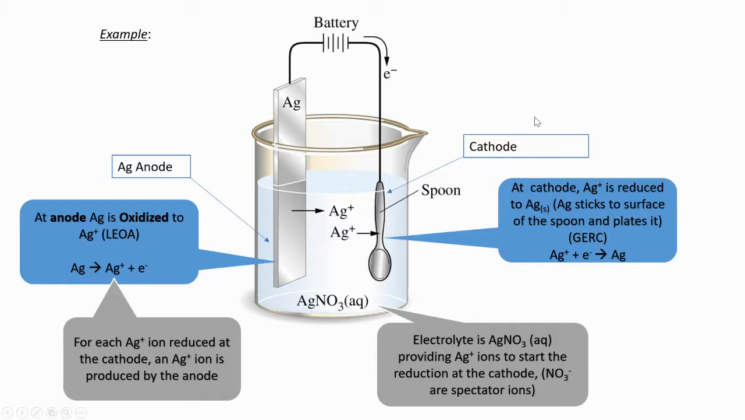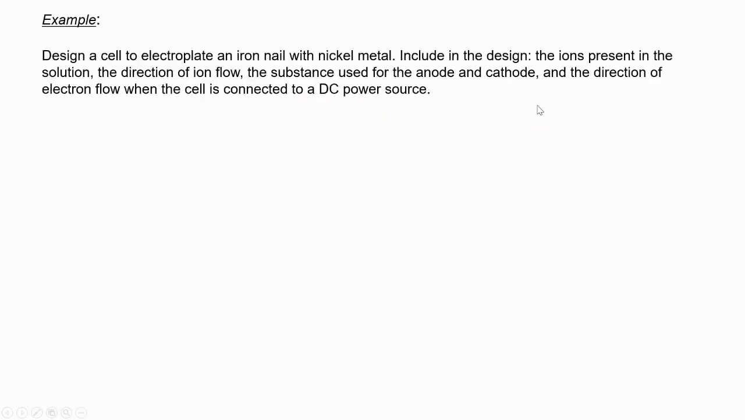All right. So let's do another one. So this might be a question that you may have in your homework or in other tests or assignments. So we want to design a cell to electroplate an iron nail with nickel metal. So include the design, the ions present in the solution, the direction of ion flow, and the substance used for the anode and the cathode, and the direction of electron flow when the cell is connected to a DC power source.